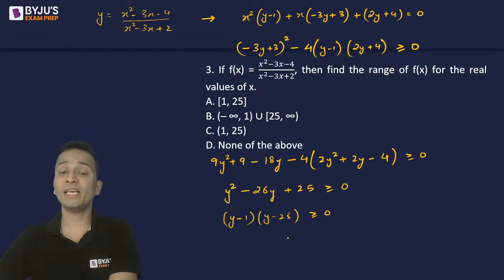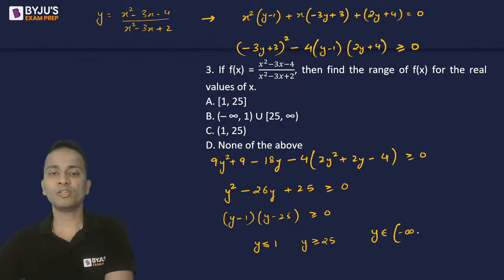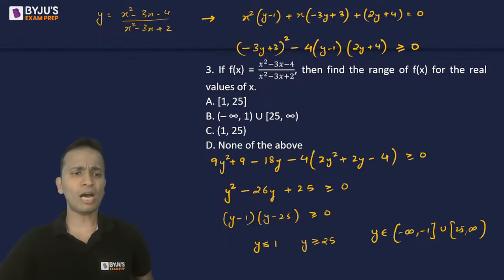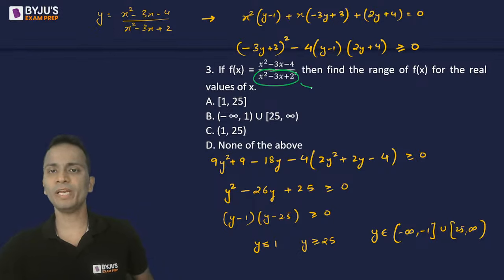Upon simplifying this inequality, you will get y is less than or equal to 1, y is greater than or equal to 25. So from here I can say that y belongs to minus infinity comma 1 included, union 25 comma infinity, 25 included. Now after this I must check for the denominator. The denominator here is x square minus 3x plus 2, which when factorized will give me x minus 1 into x minus 2.